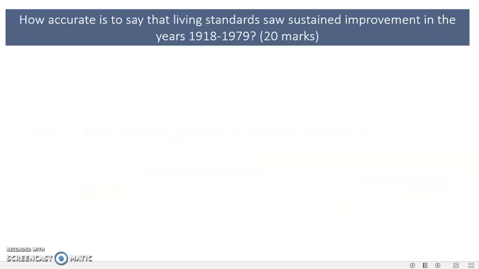So we're going to have a look at a specific question. How accurate is it to say that living standards saw sustained improvement in the years 1918 to 1979? So this is covering the entire Britain time span. Not all questions will. Some of them might cover a period, say, 1918 to 1945, or they might cover the post-war period. But the biggest challenges are where it covers a very long time span, because you've got absolutely masses of evidence that you could actually include in this question.